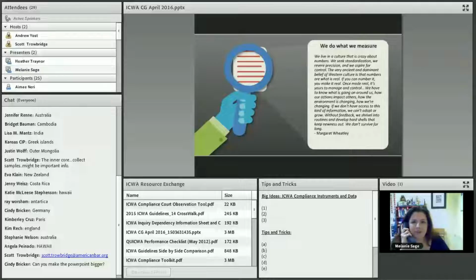We have to know what's going on around us, how our actions impact others, how the environment is changing, how we're changing. If we don't have access to this kind of information, we can't adapt or grow. Without feedback, we shrivel into routines and develop hard shells that keep newness out. We don't survive for long." I like this quote and share it to remind us both of the importance of data-driven processes and how counting something really helps us think about how to change something.